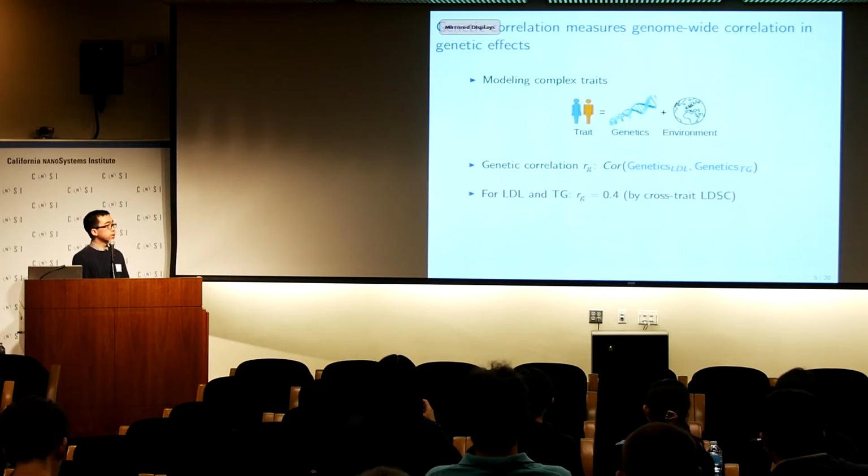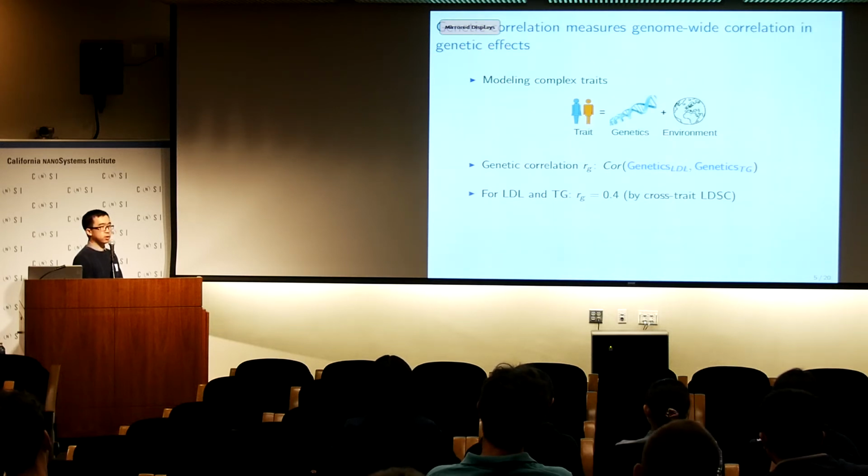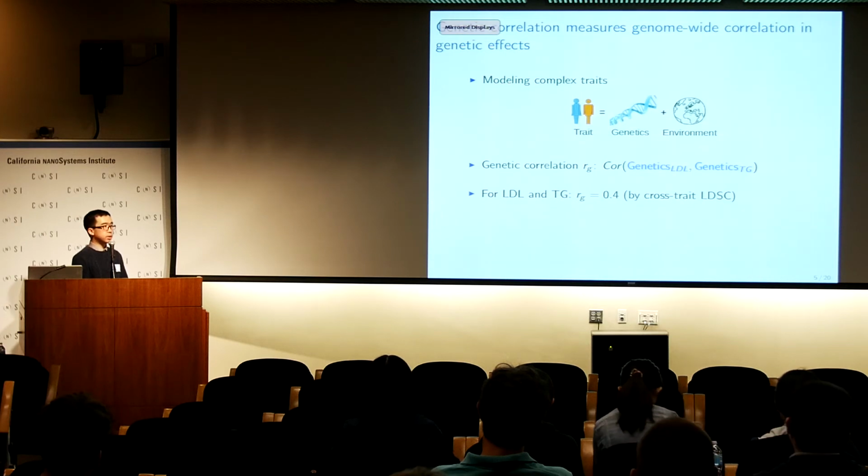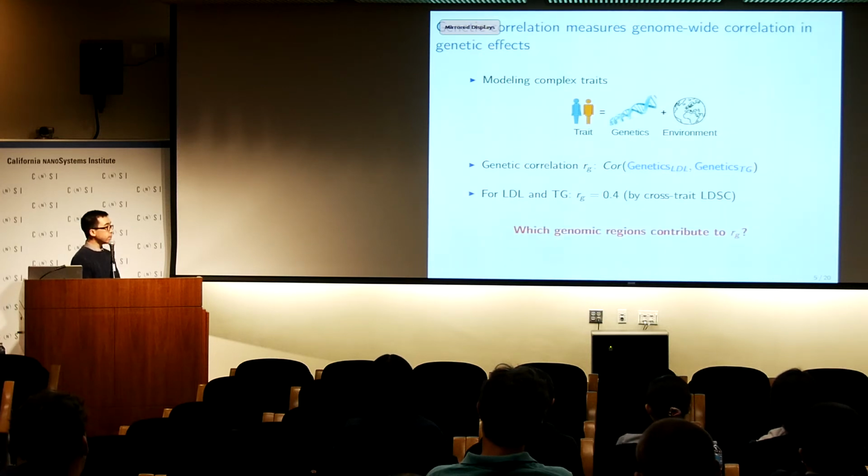So a previous method called cross-trait regression can estimate the genome-wide genetic correlation between a pair of traits from GWAS summary association data. And this method tells us that the genetic correlation between LDL and triglyceride is on the magnitude of 0.4, which means that if you know the genetic component of the LDL, you will be able to predict with a modest degree of accuracy the genetic component of triglyceride. However, as you can see, genetic correlation is a single number, and therefore you cannot use this number to identify loci that are shared across two traits.